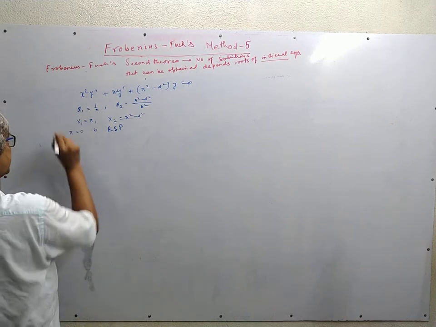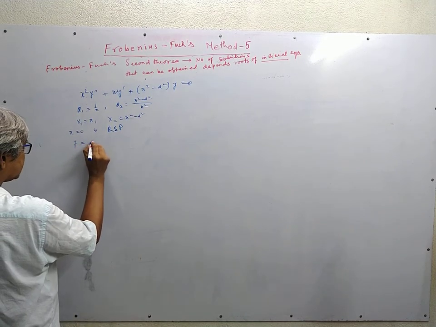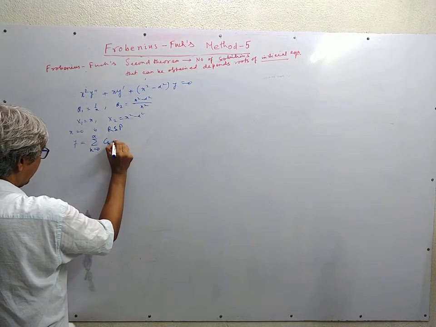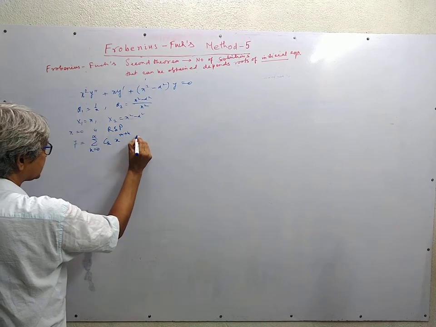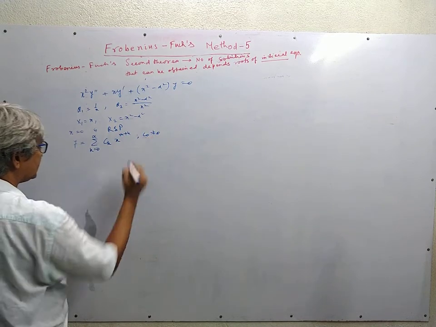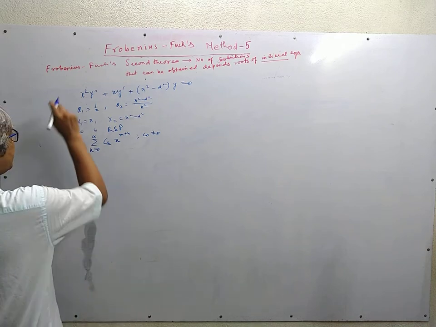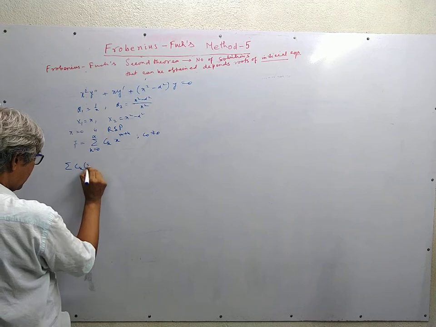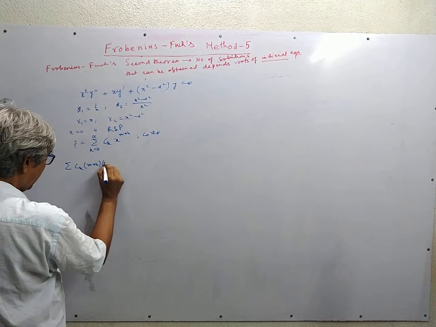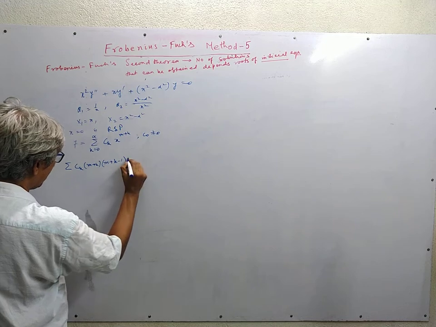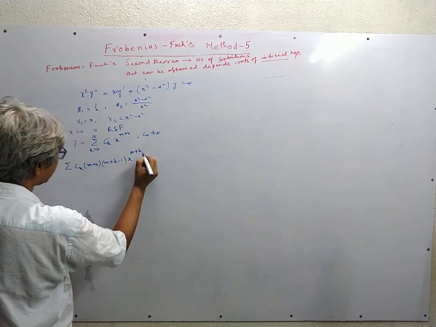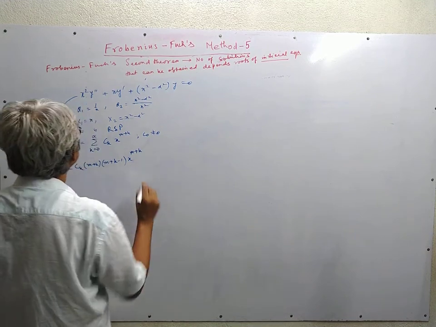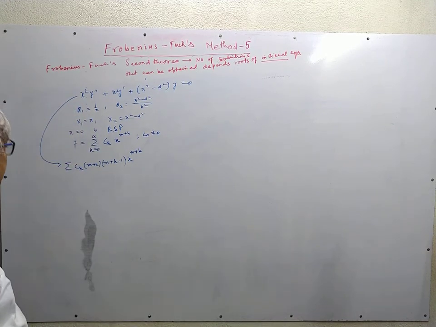The solution is y of x is equal to summation over k of c_k x to the power m plus k, with c0 not equal to 0. If we apply this here, we get c_k (m plus k)(m plus k minus 1) x to the power m plus k minus 2, but this one will raise the power by 2, so it is again x to the power m plus k.